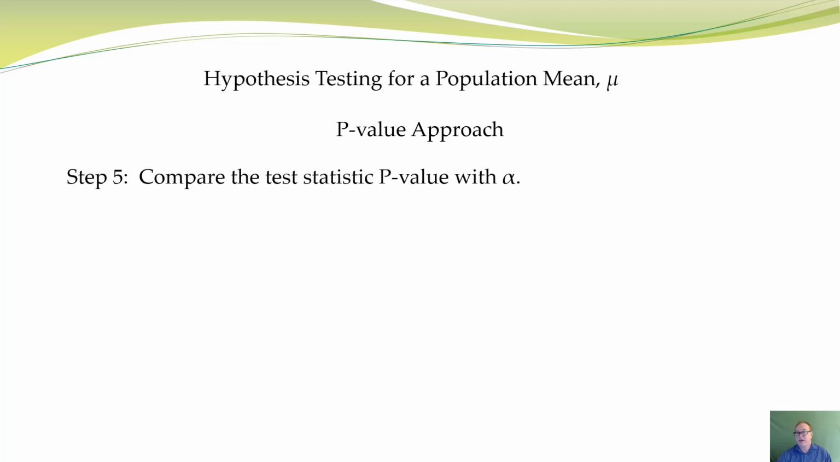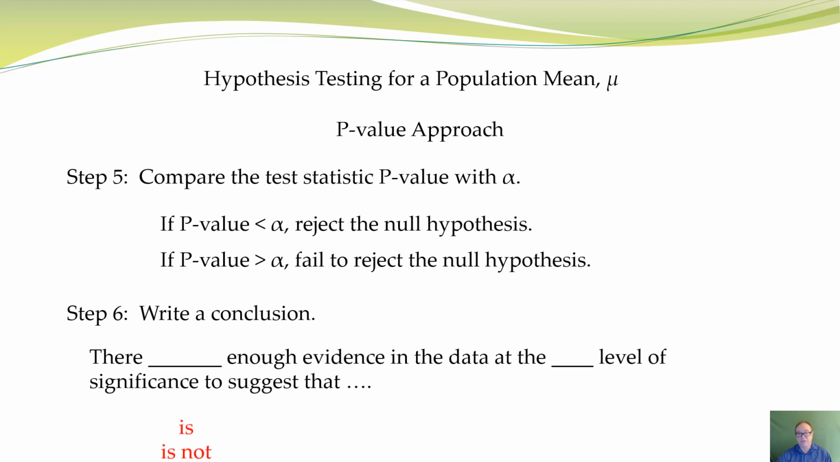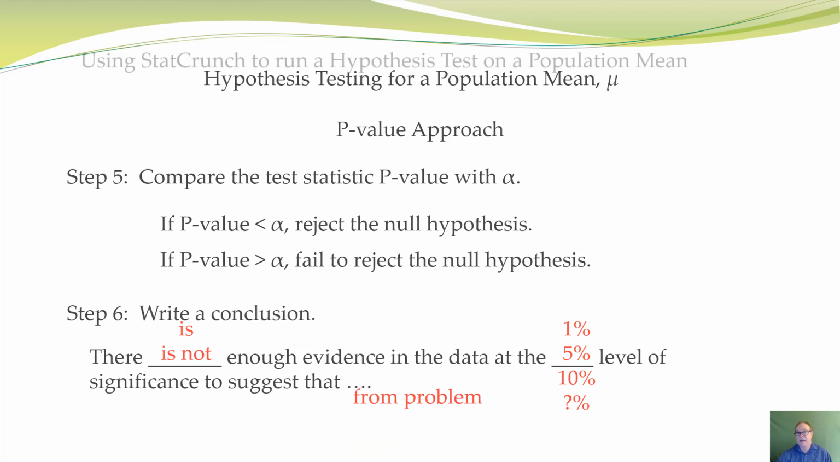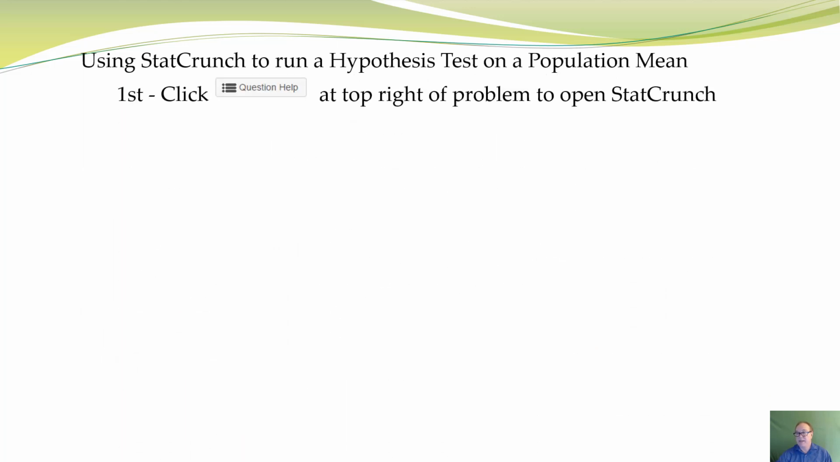Compare the test's p-value with alpha. Again, if the p-value is less than alpha, reject the null hypothesis because that puts you in the shaded region. If the p-value is greater than alpha, fail to reject the null hypothesis. That puts you in the non-shaded region. Write a conclusion, same conclusion. There is not enough evidence in the data at the blank percent level of significance to suggest that from the problem. Now, using StatCrunch. Same thing we did last chapter.